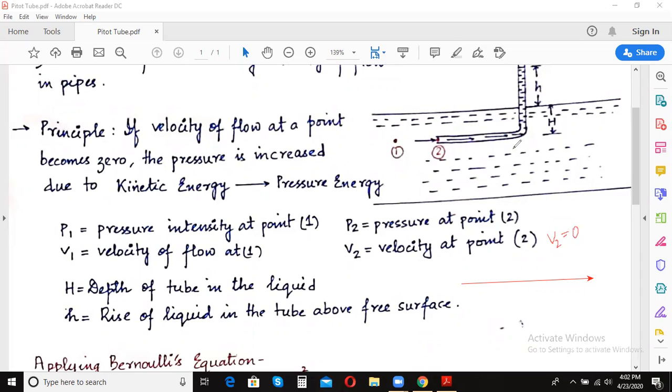Clear? Then what do we have? Then we have capital H, which is the depth of the tube in the liquid. Let's see what capital H is. So this is capital H. This is the depth of the tube inside the pipe or inside the liquid. And small h, let me show you.